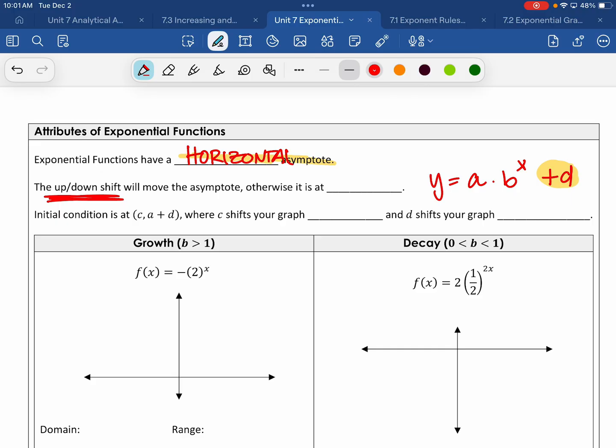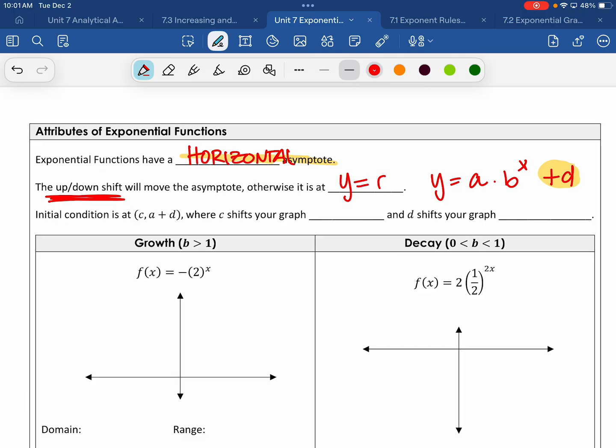If there is no number there, where would your horizontal asymptote be? At 0.